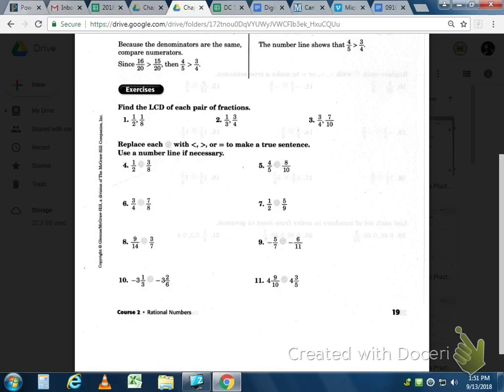First of all, it says find the LCD of each pair of fractions. If you do have to change them to fractions with a common denominator, I want to go through this a little bit. Number 1, 1/2 and 1/8. I've got a 2 and an 8. What's the lowest number that both of those divide into? Macy, what is it? 16 is a number they both go into, but it's not actually the lowest one. Macy, what is the first number that 8 divides into?